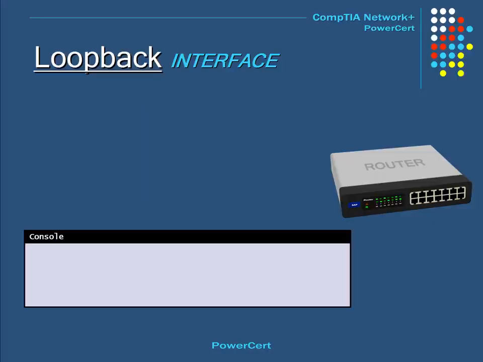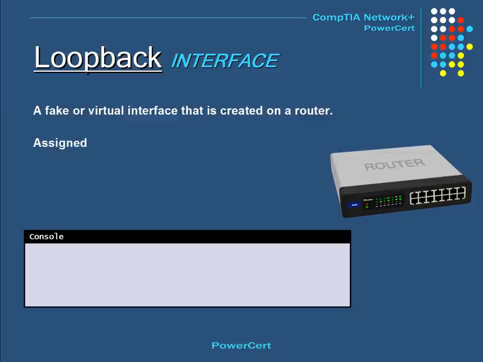For the Network Plus exam, there are a few routing concepts and protocols that you're going to need to know. One of them is called a loopback interface. A loopback interface is a fake or virtual interface that is created on a router. It's not a physical interface, it's virtual. This virtual interface is assigned an IP address of your choice, and the purpose of a loopback interface is for testing and administration purposes.